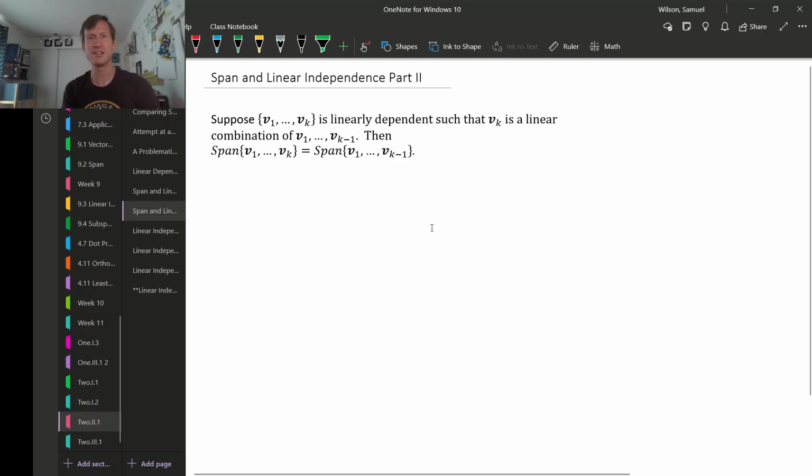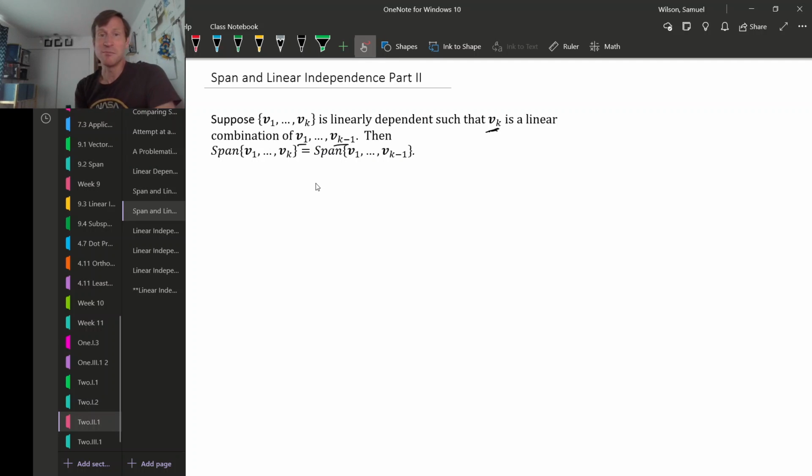So the other thing we wanted to check is that if we have a linearly dependent set, then it's possible to throw away one of the redundant vectors. So just for the sake of argument, let's say that it's the last one that is linearly dependent on the first k minus 1 of them. So just like last time, this containment is clear. So now we just need to show the other containment.